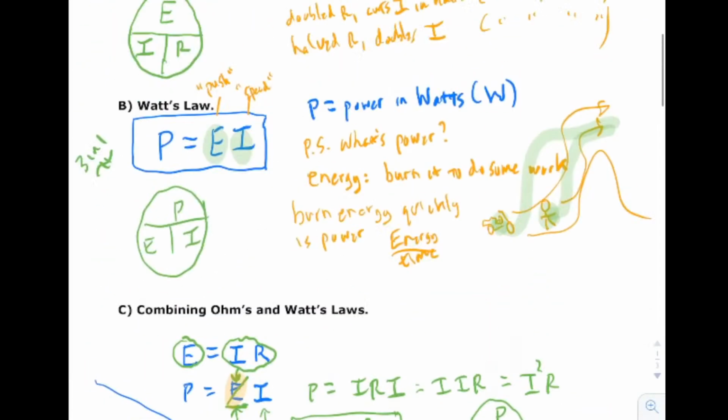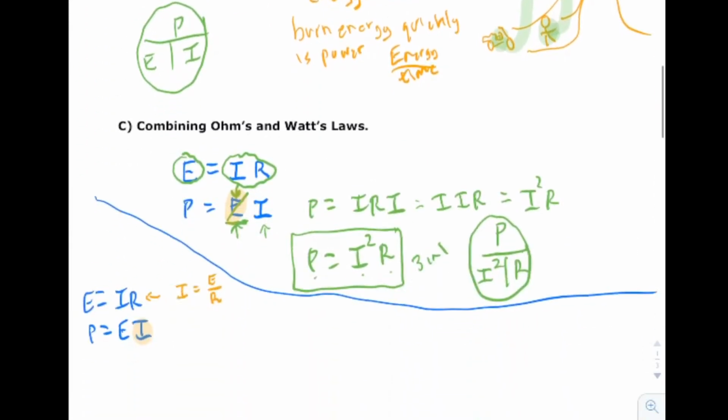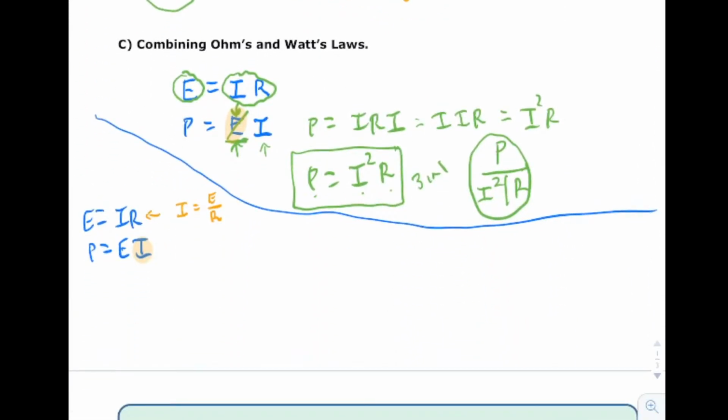You can use this circle up here. I is equal to E over R. Or of course you can just divide both sides by R. Anyway, I equals E over R. And then you take that thing and you plug it in right there. And what you will get, I'll do it in green again, you'll get P equals E times, and now you're going to stick in an E over R.